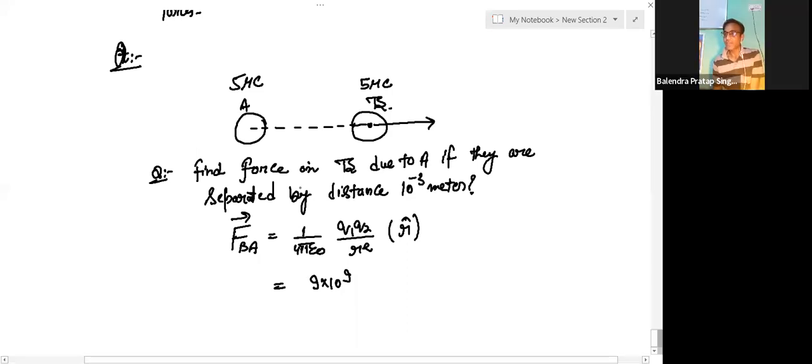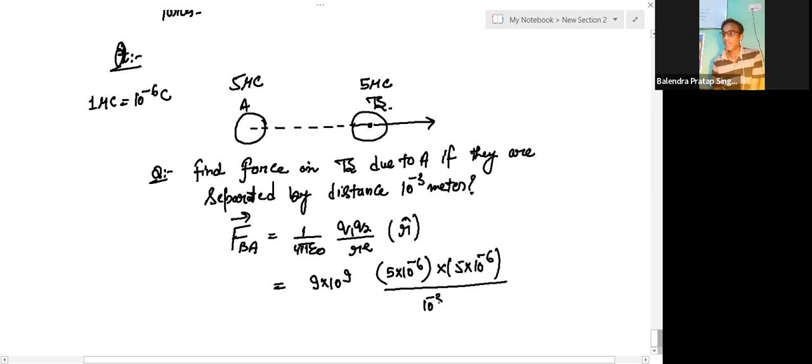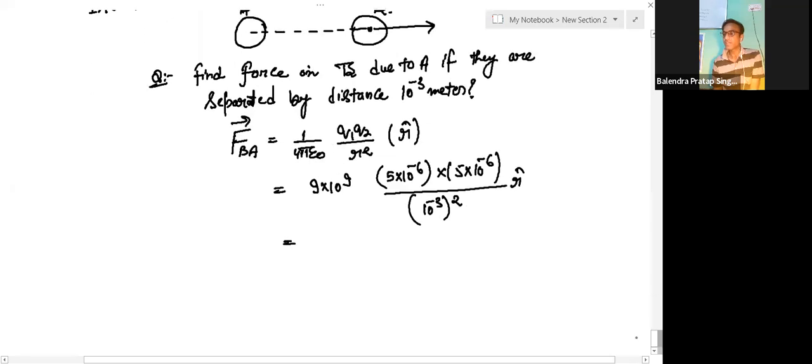Exactly. That's the point. This is an important point. 1 microcoulomb is 10 raised to the power minus 6 coulomb. So if you put the values, it is 5 into 10 raised to the power minus 6 and 5 into 10 raised to the power minus 6 coulomb, divided by r square, meaning 10 raised to the power minus 3 the whole square, into r cap, which is the direction. This calculation will give you the answer with direction.